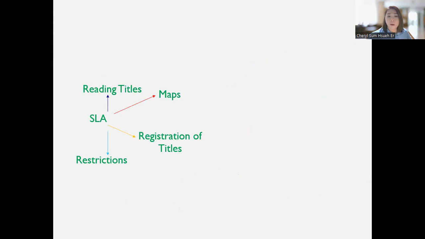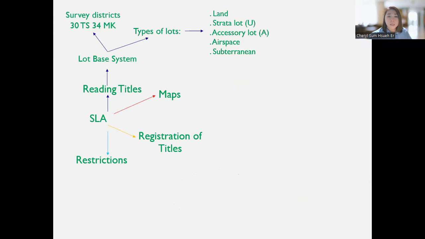Let's start off with reading titles. It is based on this thing called the lot-based system, where in this system you would have things such as your survey districts as well as your lot number registration. 30 TS, 34 Mukim, these are called survey districts. Then the type of lots, so lot number, right? We could have land lot, strata lot, accessory lot, airspace, subterranean. Can you see the alphabet beside? This is to ensure that we have some sort of memory aid whenever we're dealing with this sort of lot number. So strata lot begins with the prefix U, accessory lot with the prefix A.